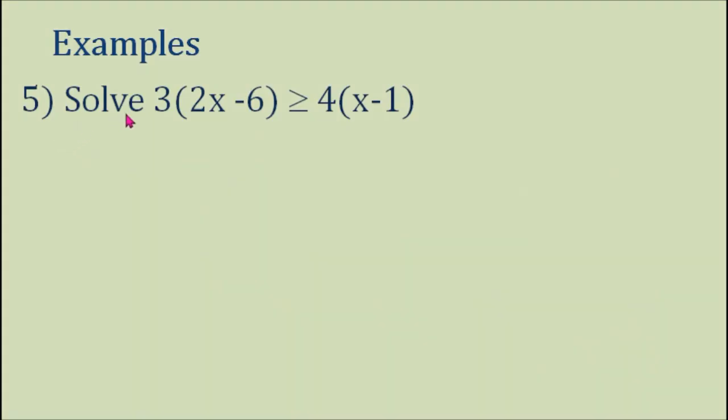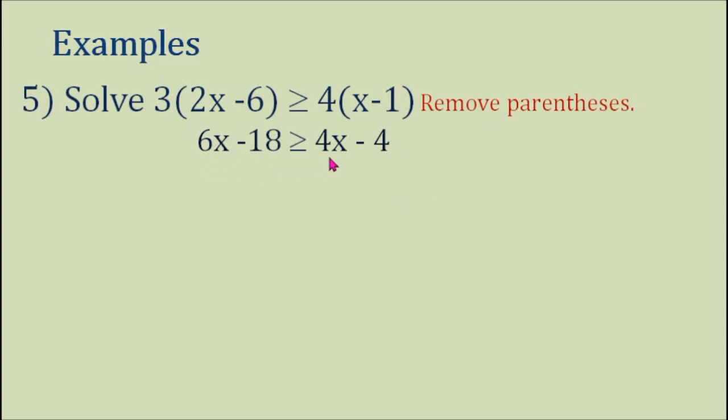Example number 5. Solve 3 times the quantity 2x minus 6 is greater than or equal to 4 times the quantity x minus 1. Our first step here is to remove parentheses. To do that, we apply the distributive property of multiplication. We multiply 3 times 2x and then 3 times negative 6. And then on the right side, we multiply 4 times x, then 4 times negative 1. So this is what we get.